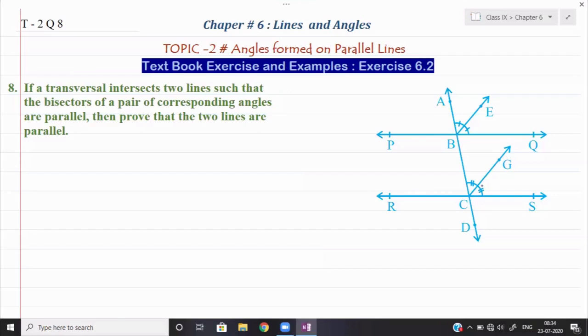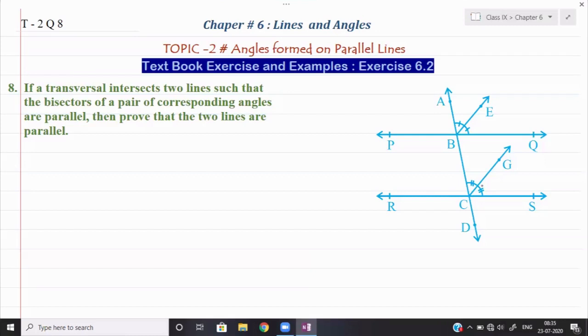Here these two angles are given and they have drawn the bisectors of these two angles. Bisector means the line that divides the angle into two equal parts. Okay, so see the bisectors. One bisector is BE and the second bisector is CG.